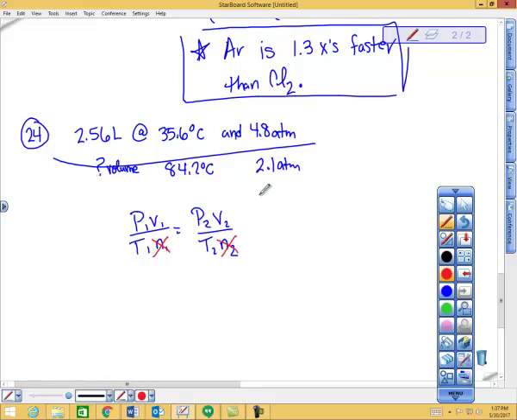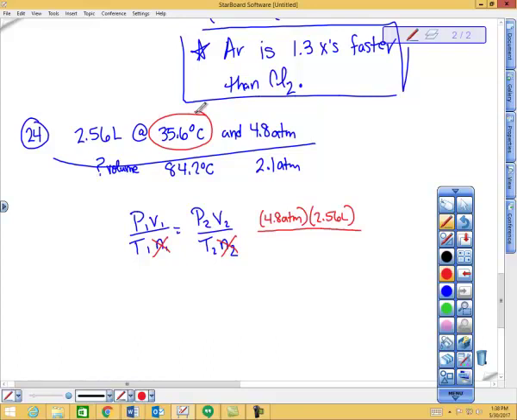All right, so let's start with the initial pressure. Initial pressure was 4.8 ATM. Initial volume was 2.56 liters. That's all good. So atmospheres and liters, those are good units so far. What about your initial temperature, which is being held at 35.6 degrees Celsius? Is that okay to use in your gas law problem?